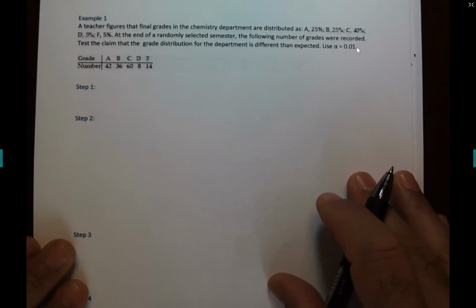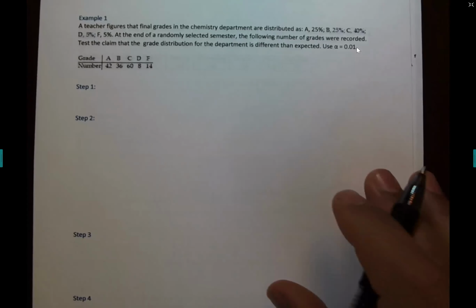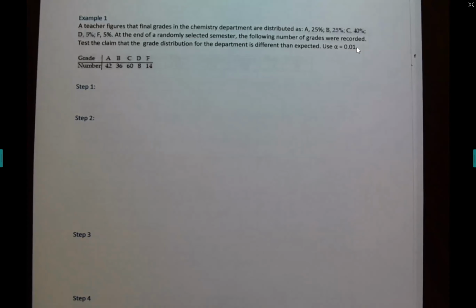There you go. This is the first example. A teacher figures that the final grades in the chemistry department are distributed as follows. So he believes the grades in the chemistry department are distributed as 25% of students will get A, 25% will get B, 40% will get C, 5% will get D, and 5% will get F.